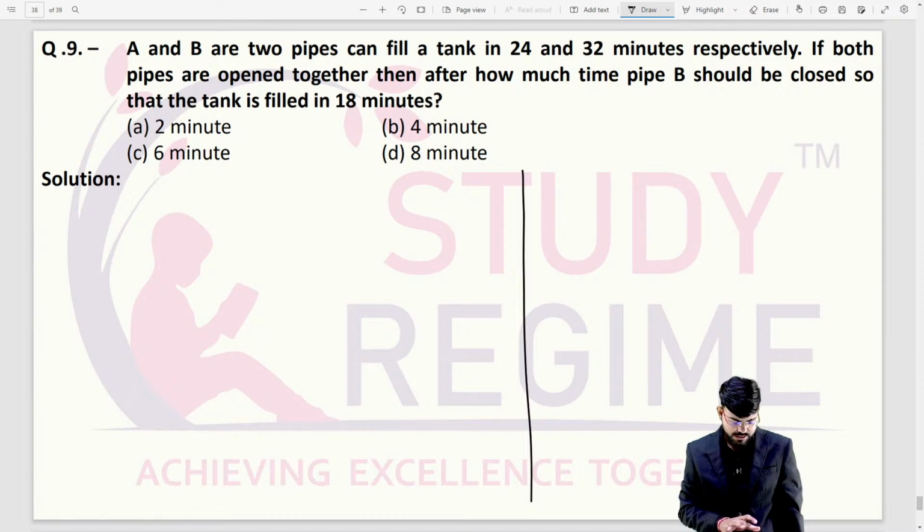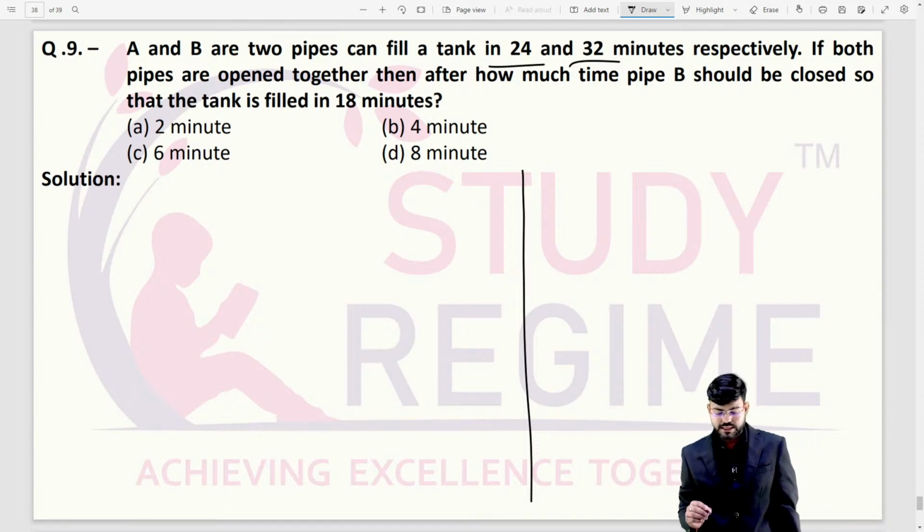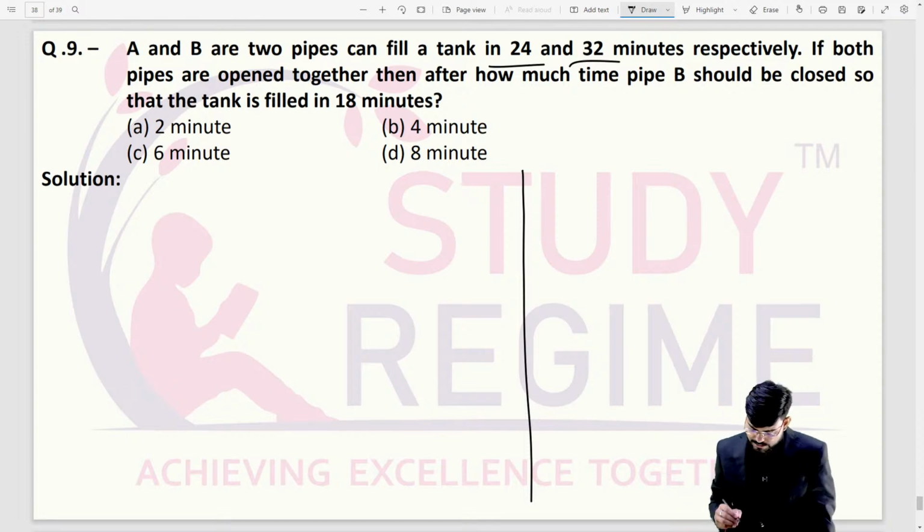Here we will come up with the next question. In question number 9, it is given that A and B are two pipes. A and B are two pipes, they can fill a tank in 24 and 32 minutes respectively.